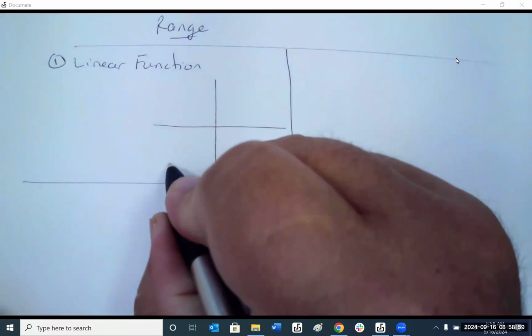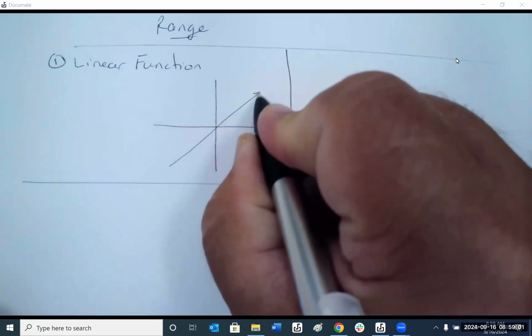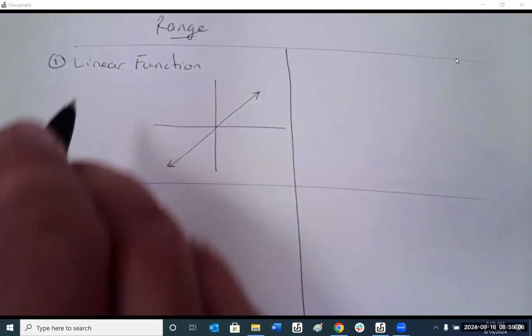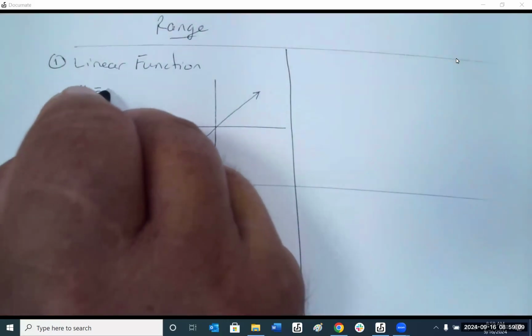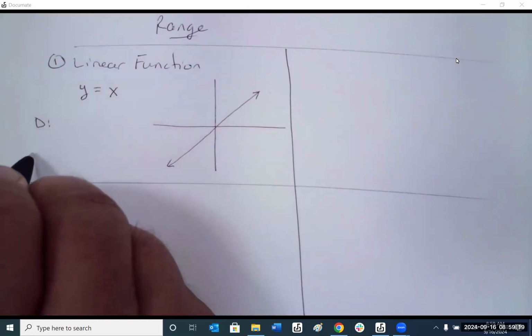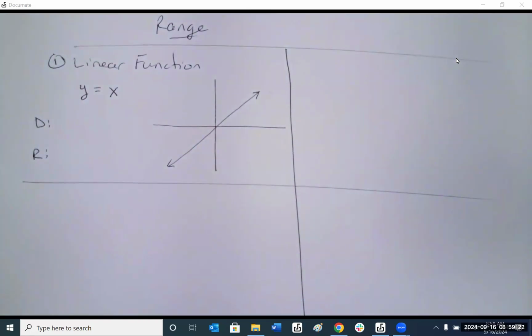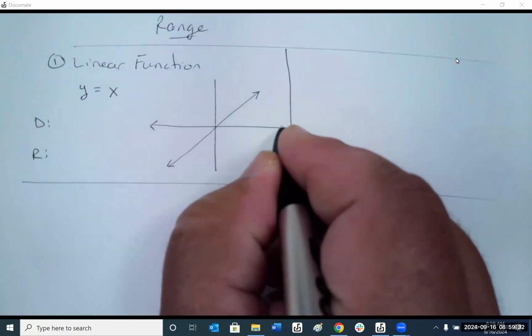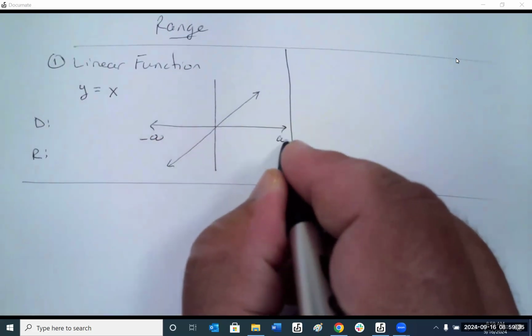The graph of a linear function looks like this. It has this equation, y equals x. What's the domain of this graph? The domain is negative infinity to positive infinity. Very good, because it keeps on going forever and ever.